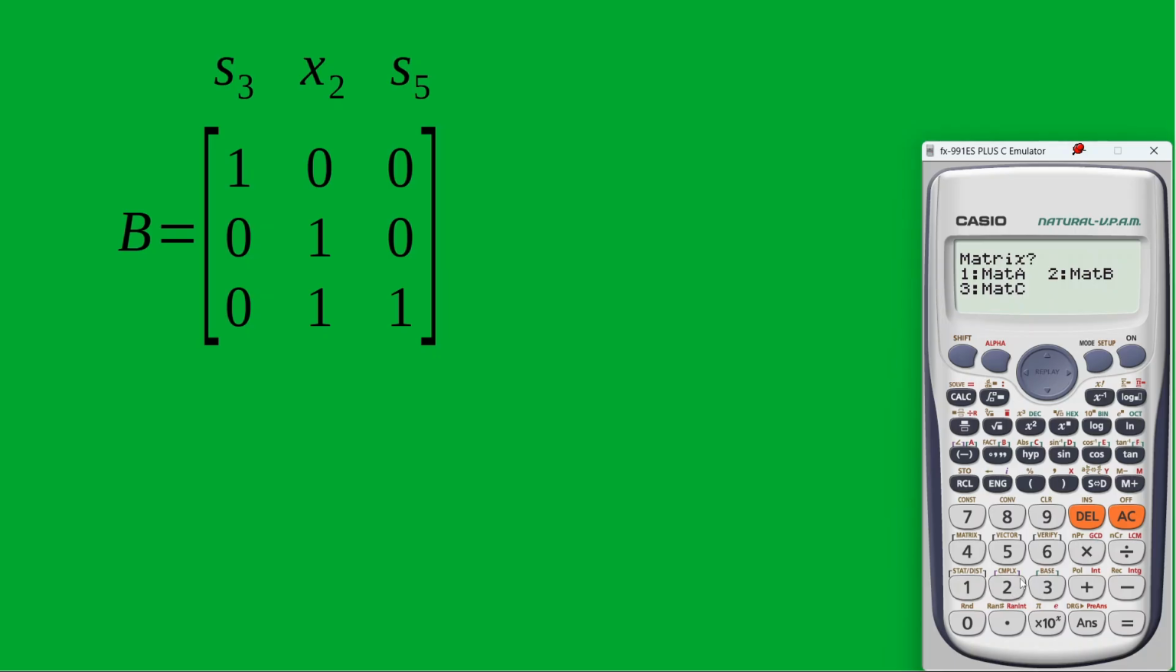We select matrix B and it's 3 by 3. Now we go ahead and enter it. So 1, 0, 0, 0, 1, 0 and 0, 1 and 1. We are done.